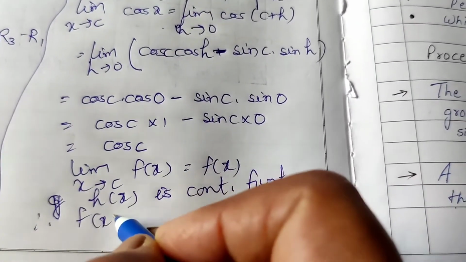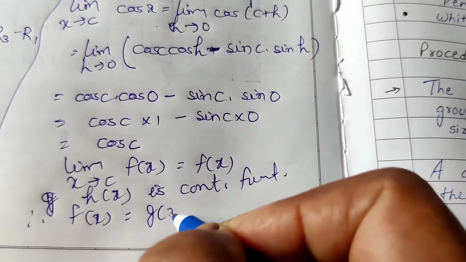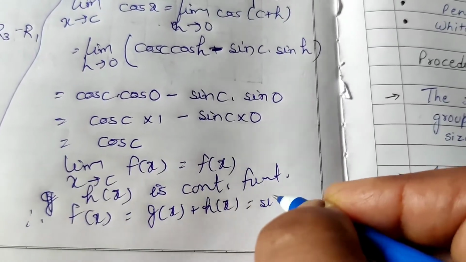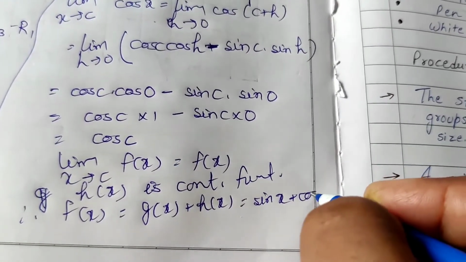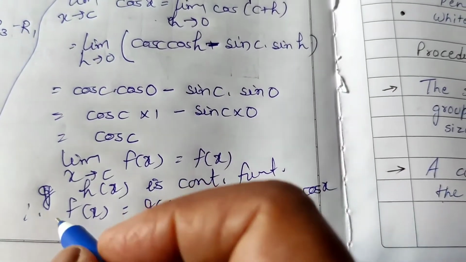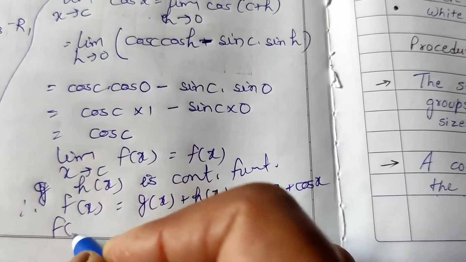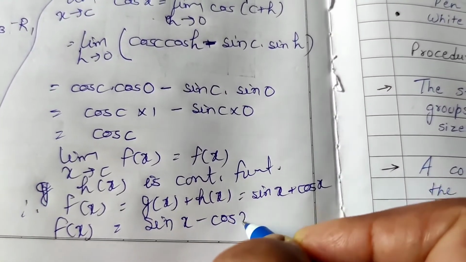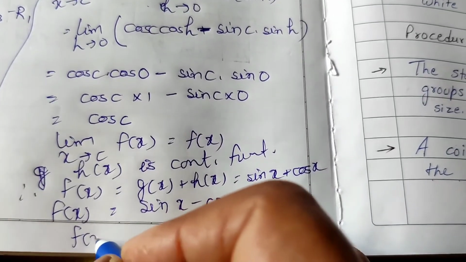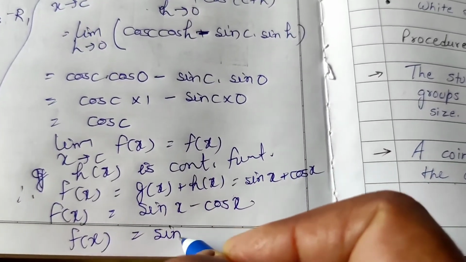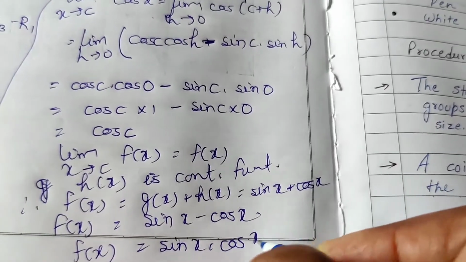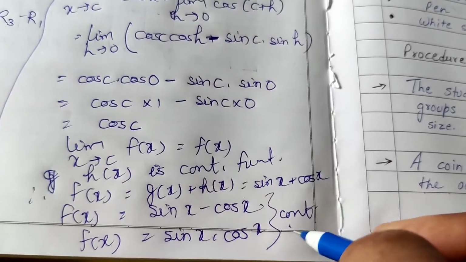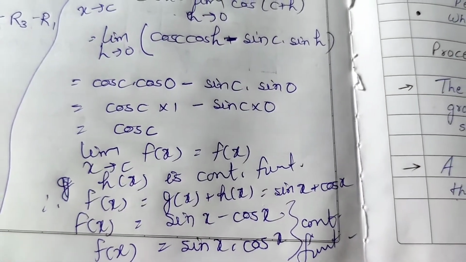Therefore, the function f(x) equal to g(x) plus h(x), meaning sin x plus cos x, is continuous. Same with the second function, sin x minus cos x, also continuous, and the function sin x into cos x is also a continuous function. These three are continuous functions.